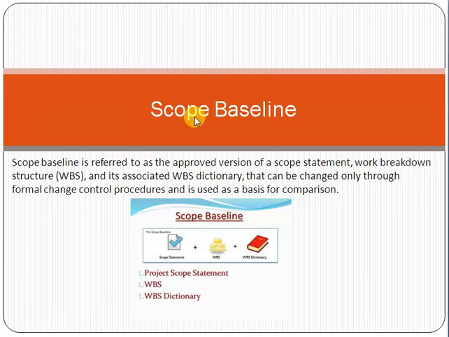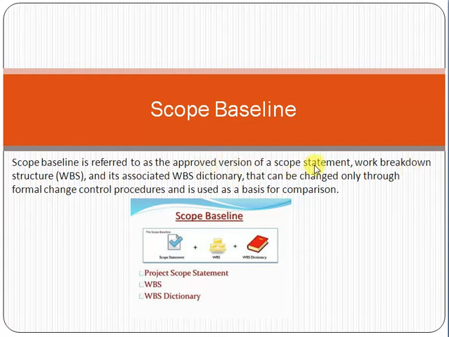Scope baseline means to measure your work, measure your performance of project. A scope baseline consists of three things basically, through which you measure the performance: scope statement, work breakdown structure, and WBS dictionary.